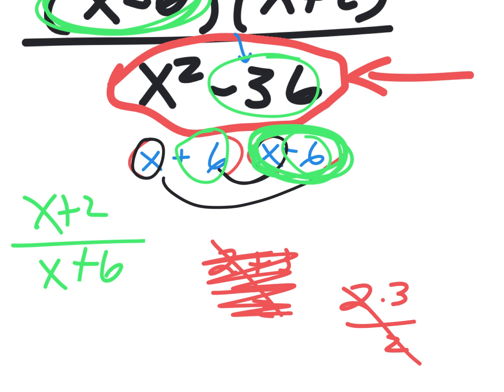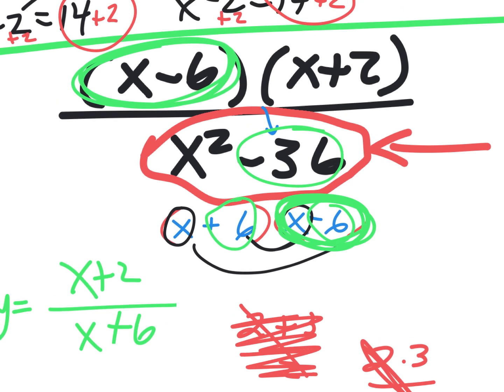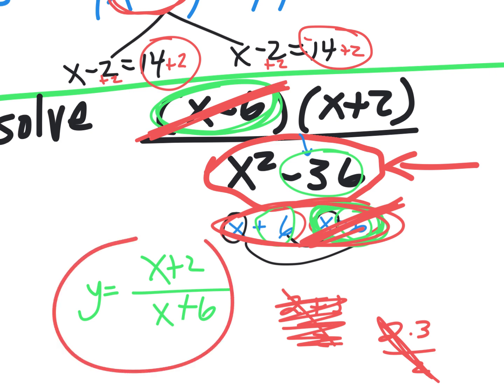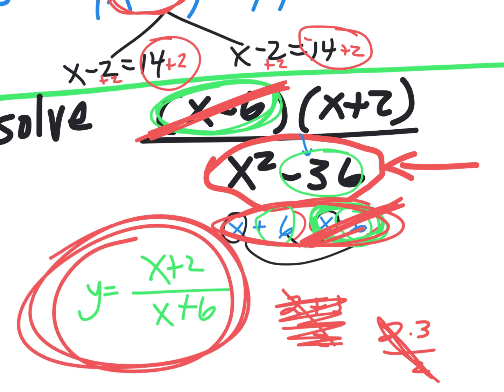That's why factoring is so good, because if you can make it factor, then you can make things cancel. We factored it. We made the x minus 6's cancel. There's your final answer. And no, the x's can't cancel.